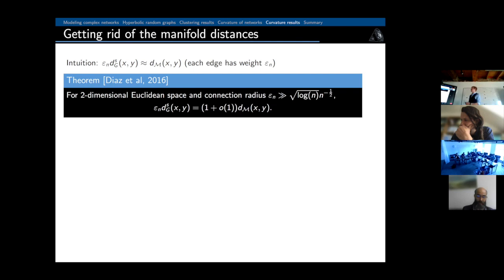But actually, it was very nice. We found this paper where they proved that in two-dimensional Euclidean space, so you do the same construction of your random graph but in two-dimensional Euclidean space, they proved rigorously that this is correct. They proved that if your epsilon doesn't shrink too fast, so here's the exact formula, like square root of log n times n to the minus a half, then epsilon n times the shortest path distance on your graph converges to the distance in Euclidean space between these 2 points.